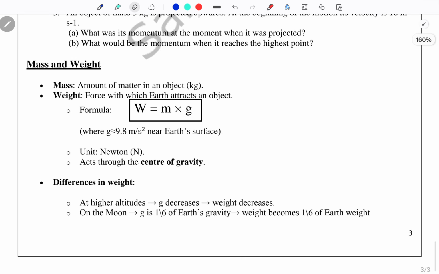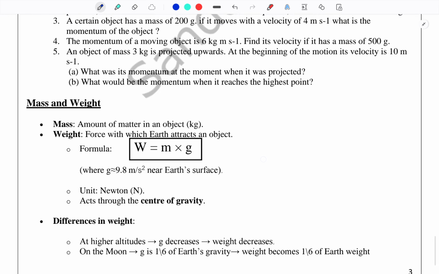Let's move to the last part of this lesson, the mass and the weight. So mass is the amount of matter in the object. That's what we are basically telling when someone asks what is the mass. You are always telling in kilograms how much its matter is, the amount of the matter. But when it comes to weight, it is a force. That means how much force is attracting that object toward the earth.